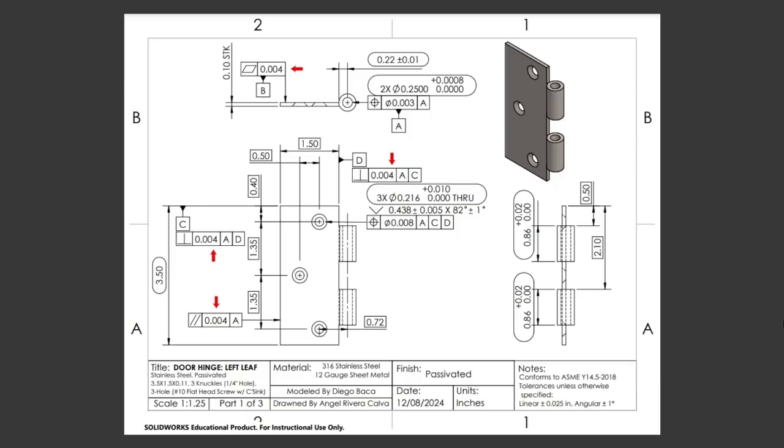In the door hinge left leaf drawing, we can see that datum B has a flat tolerance of 0.004 inches, so that when the hinge is placed against the door or frame, it sits flat. Datum C has a perpendicular tolerance of 0.004 inches with reference to datums A and D, but it also has a flatness tolerance of 0.004 inches. Datum D also has a perpendicular tolerance of 0.004 inches with reference to datums A and C. These three tolerances control the shape of the hinge to be rectangular.